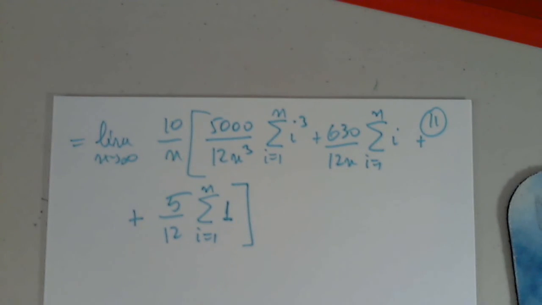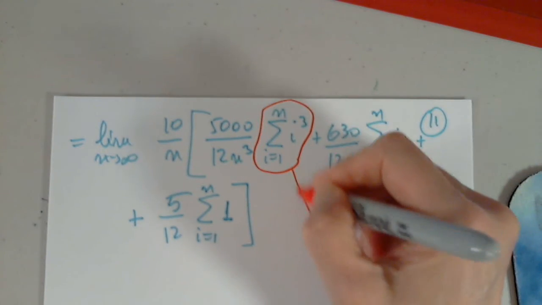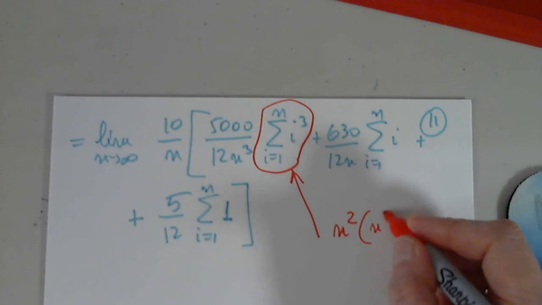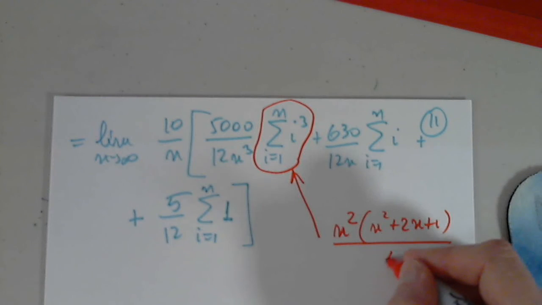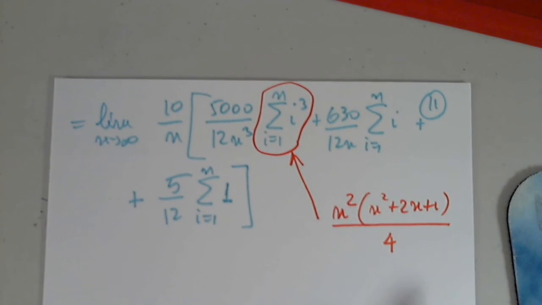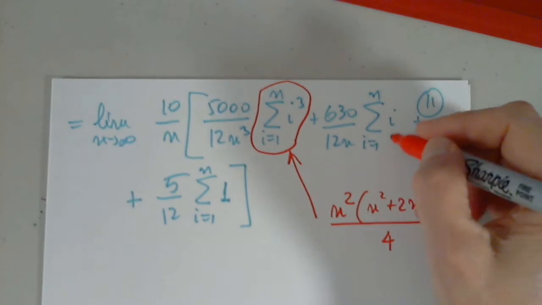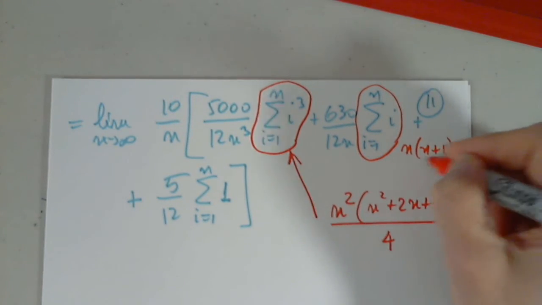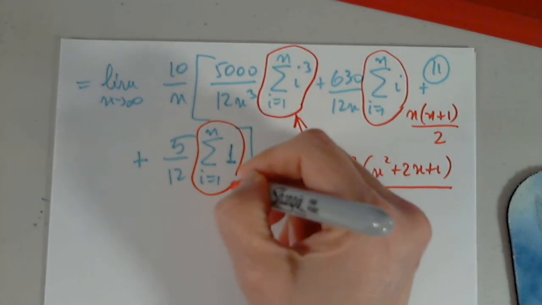Okay, now I will replace this by what it equals to. N squared plus 2n plus 1 divided by 4: n plus 1 over 2, everything squared. I will replace this by n plus 1 over 2. And I will replace this by n.